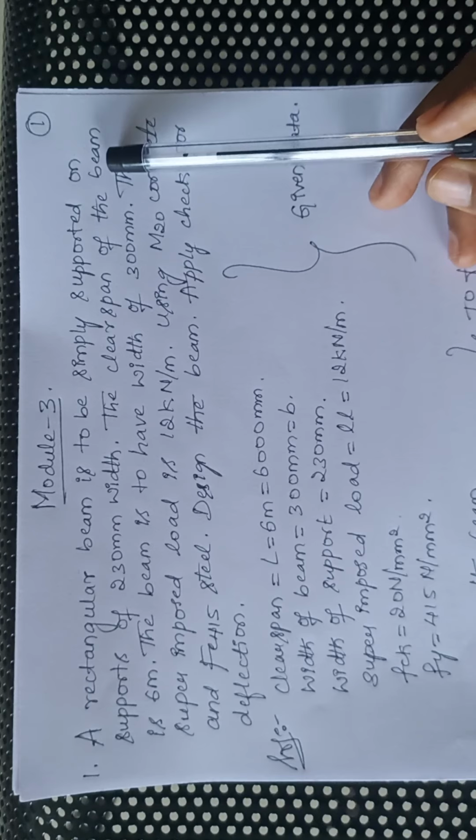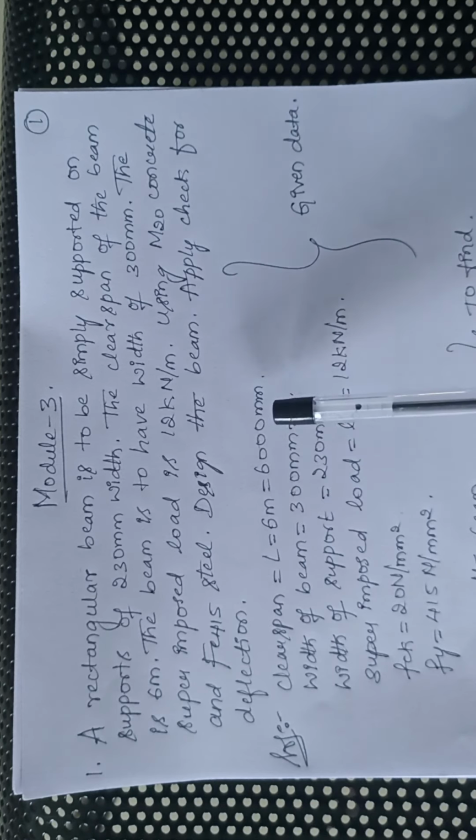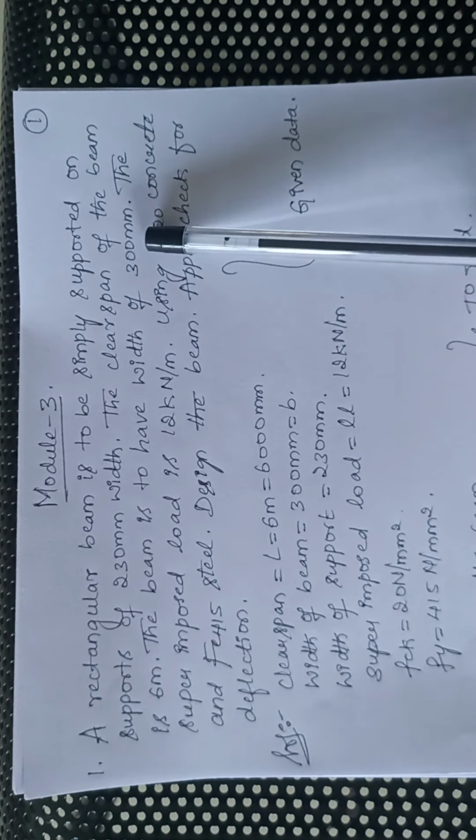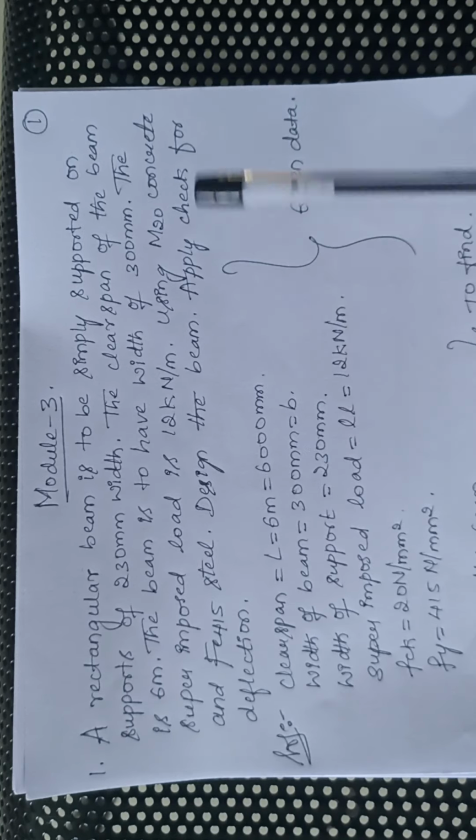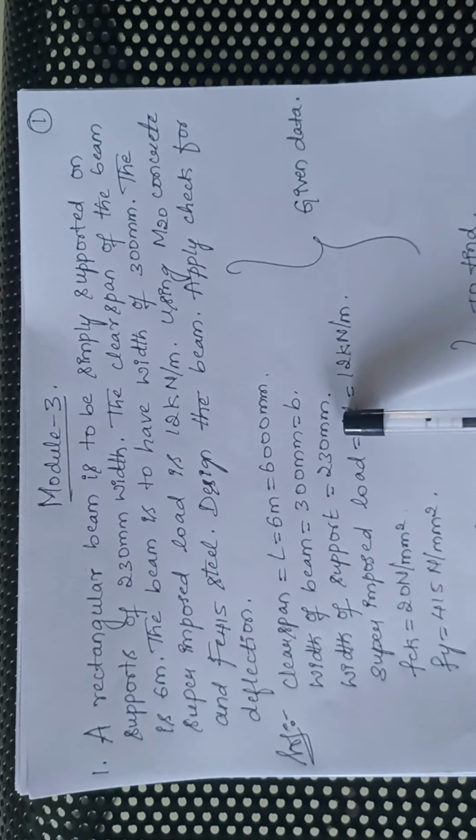Let us start writing the data that is given in the question. Here, the clear span of the beam is given as 6 meter. Let us consider it as capital L, which is 6 meter. If you write this in terms of mm, you will get 6000 mm. Then the width of the beam is also given, which is of 300 mm. Let us consider B be the width of the beam, which is 300 mm. And the beam is supported on 230 mm width of supports. Here the width of the support is given as 230 mm.